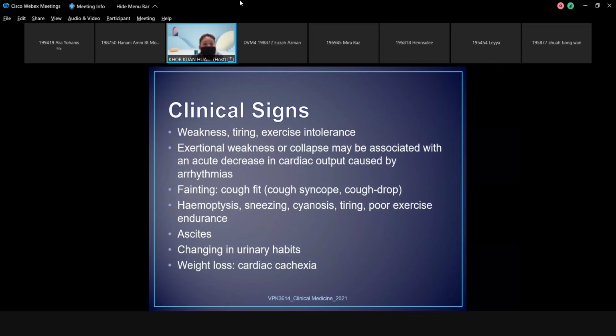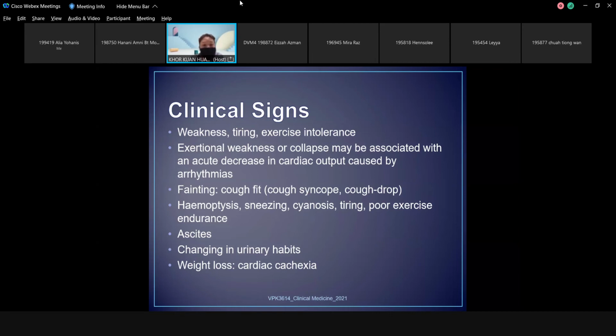Sometimes when they go for a walk and come back, they have exertional weakness. And suddenly during the walk, they collapse. But all of those may be associated with an acute decrease in cardiac output and will cause some form of arrhythmias that need to be found out. Fainting is just collapse.